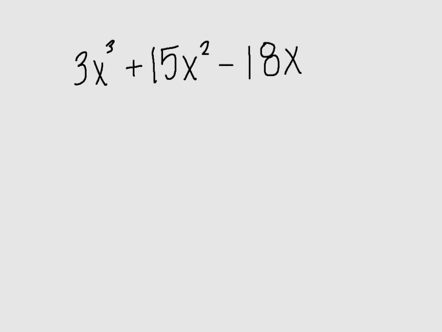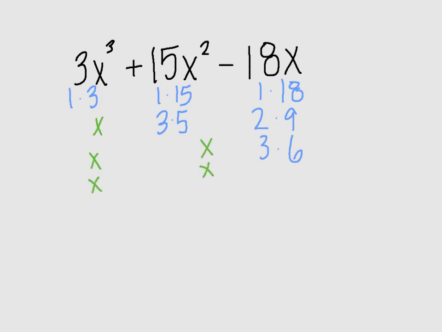Now let's go ahead and combine the knowledge that we just learned into this type of problem. So again, we are going to list the factors of 3, 1 and 3, list the factors of 15, 1 and 15, 3 and 5, and list the factors of 18, 1 and 18, 2 and 9, and 3 and 6. Now I'm going to list the x's. I have 3 x's, 2 x's, and 1 x. So let's go ahead and do the greatest common factor. The biggest number that they all have is a 3.